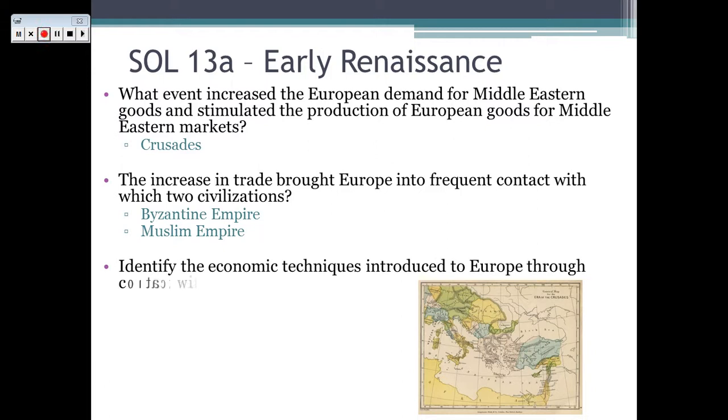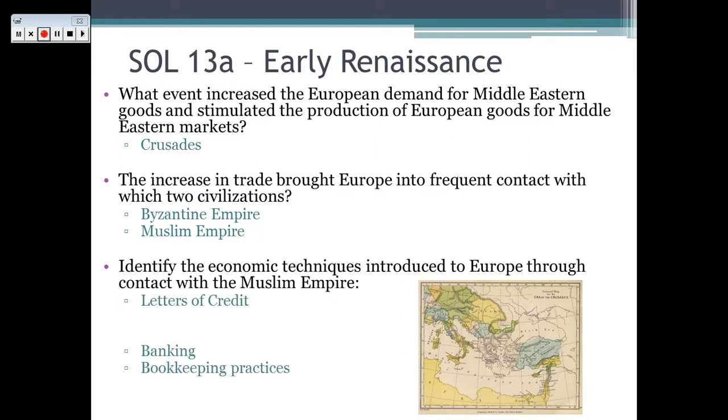And the economic techniques introduced to Europe through contact with the Muslim Empire were the idea of letters of credit, banking, and bookkeeping practices. And the letters of credit are significant because they're going to expand the supply of money and expedite trade. Instead of having to simply have cash, we now have an early version of credit cards. And a bookkeeping practice that's important is the adoption of Arabic numerals. So we finally go away from Roman numerals and we start using the numbers that we use today. We use Arabic numerals.